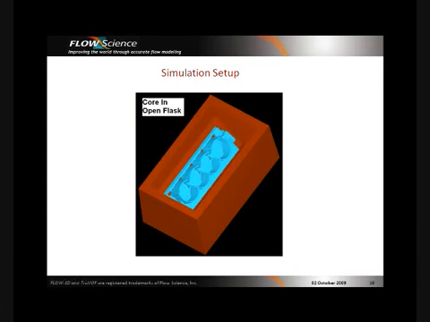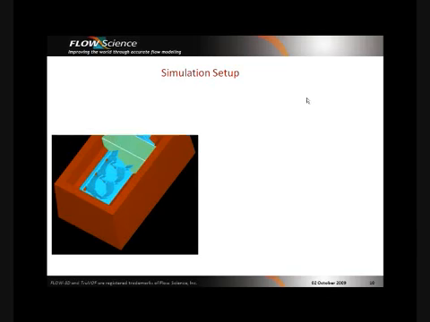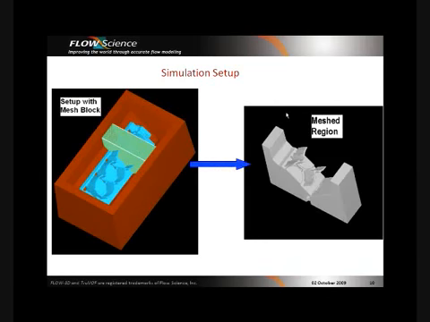The slide here shows the simulation setup. This view shows the core contained in the mold flask. This is the setup with the mesh block, which allows us to isolate a region of the core in the mold. And on your right-hand side, we have the meshed region, which is our domain of interest.